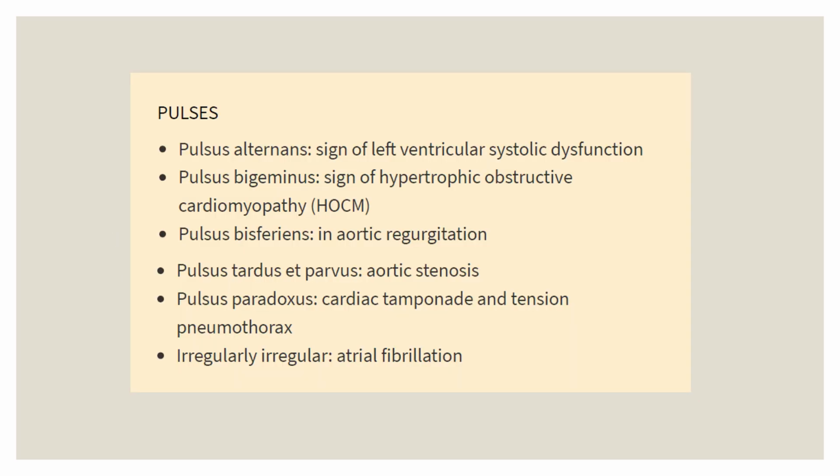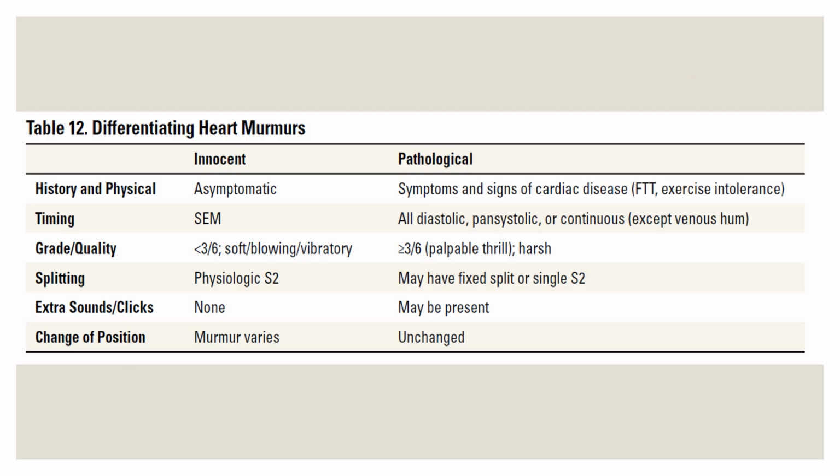Now pulses, these are different types of pulses. Pulsus alternans is a sign of left ventricular systolic dysfunction. Bigeminous is a sign of hypertrophic obstructive cardiomyopathy. Dicrotic pulse is in aortic regurgitation, where there is a bifid or two peaks in the systole. Pulsus parvus et tardus is aortic stenosis, a slow rising pulse. Pulsus paradoxus is in cardiac tamponade and tension pneumothorax. Irregular is seen in atrial fibrillation.